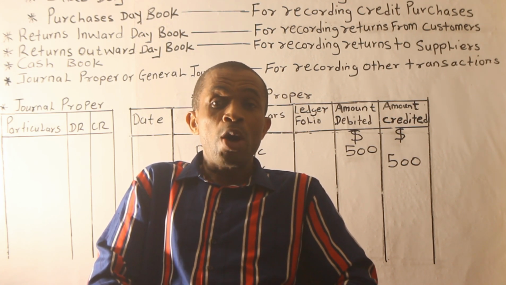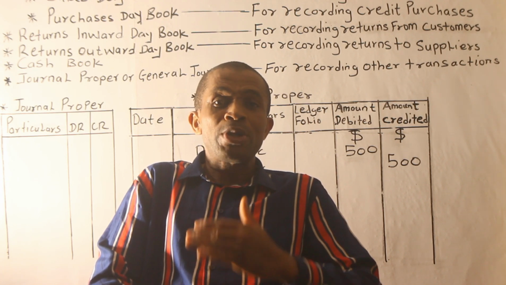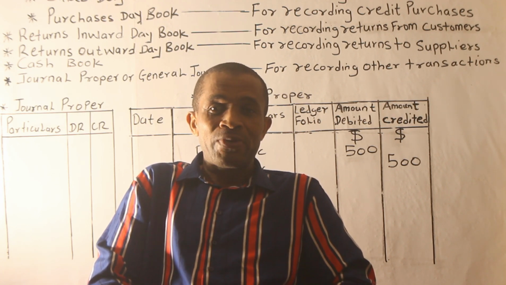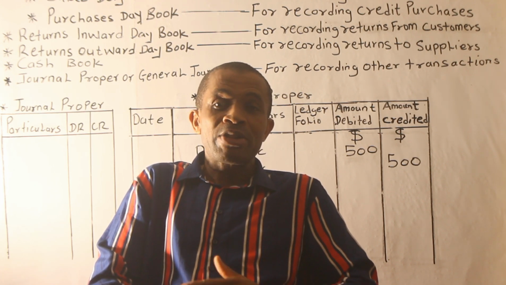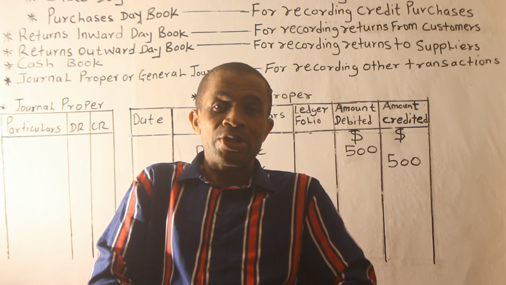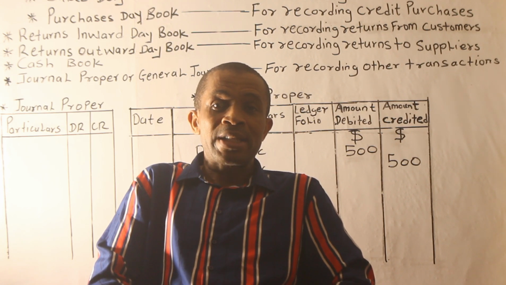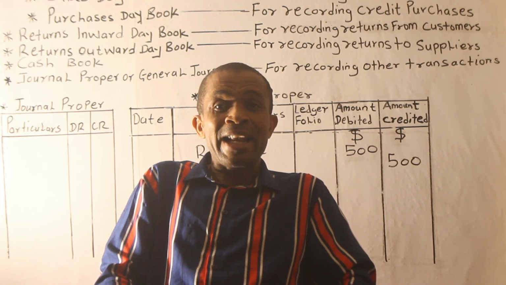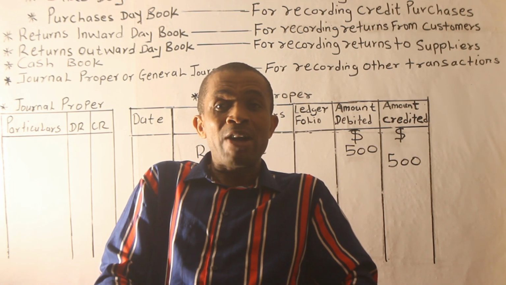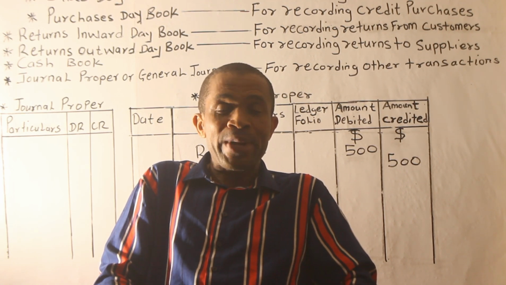The question is, what are journals? We are going to be looking at journals from two perspectives. One, the specialized journals, which relate to recording credit transactions such as credit purchases, credit sales, return outwards in relation to the credit purchases, and return inwards in relation to the credit sales. These will be summarized in the specialized journals. And after the recording, the summary gotten will now be posted to the appropriate ledgers.